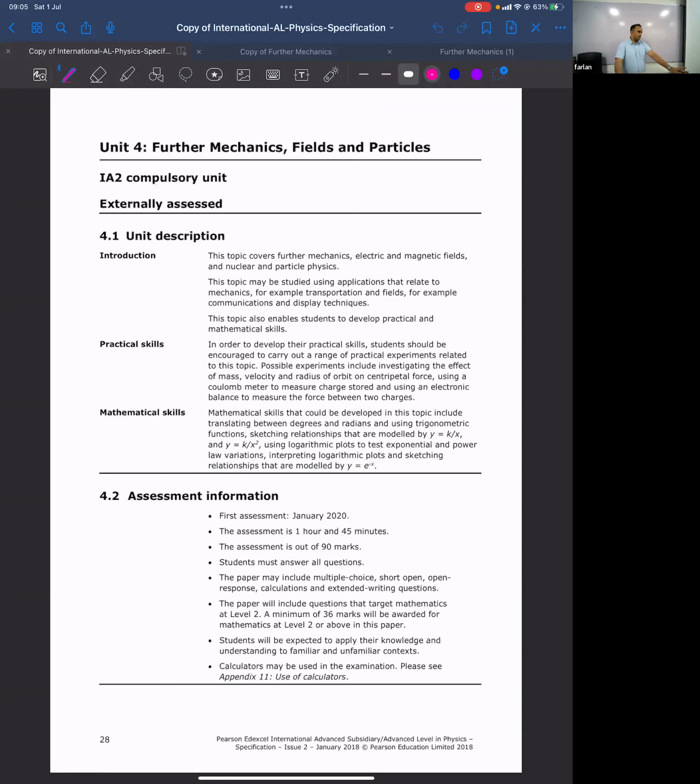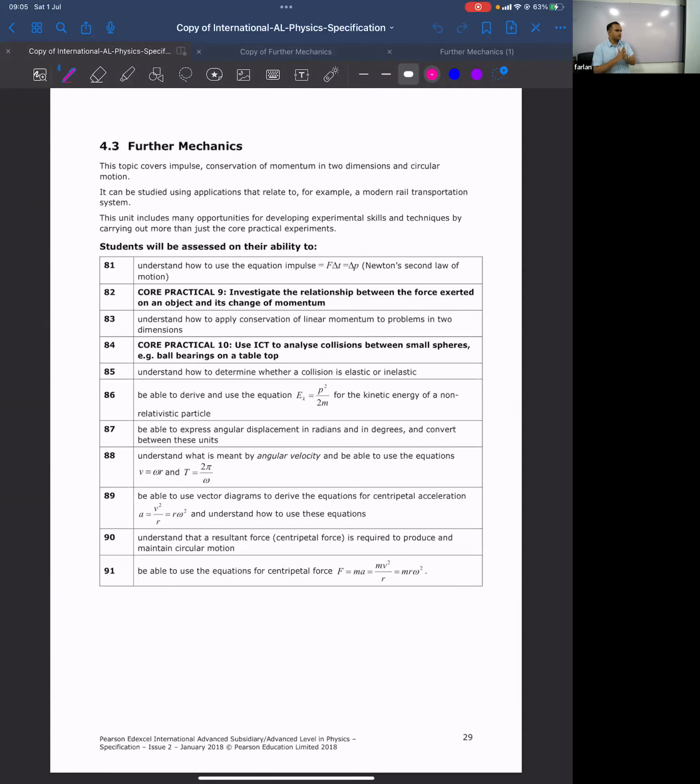You have already done mechanics for AS level, so this is further mechanics. As I told you, you will need your AS level knowledge for A2 levels as well. We will have to continue from there. You should know what momentum is, and we will continue with further parts of momentum. If you have already given your AS notes to someone, please go home and collect them today.